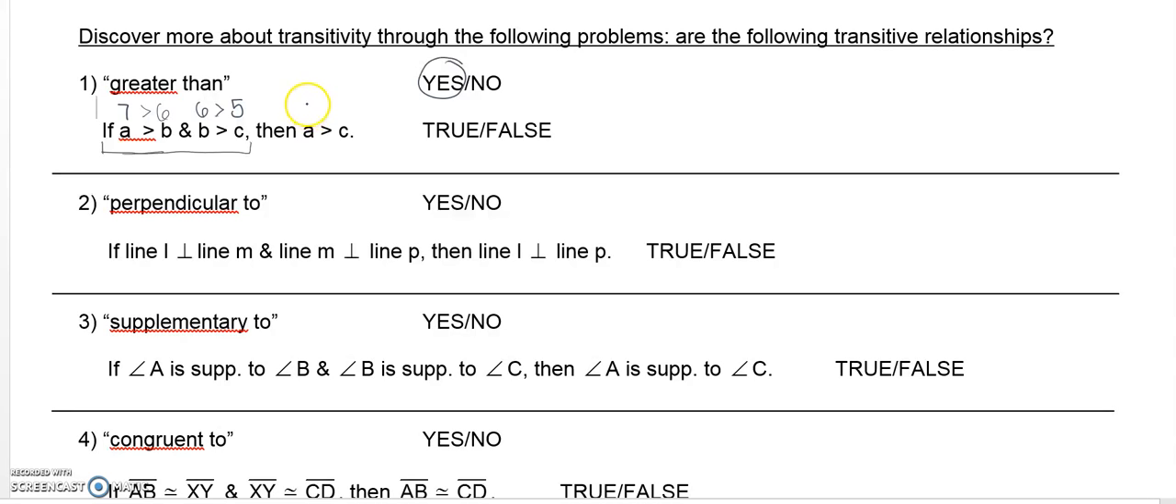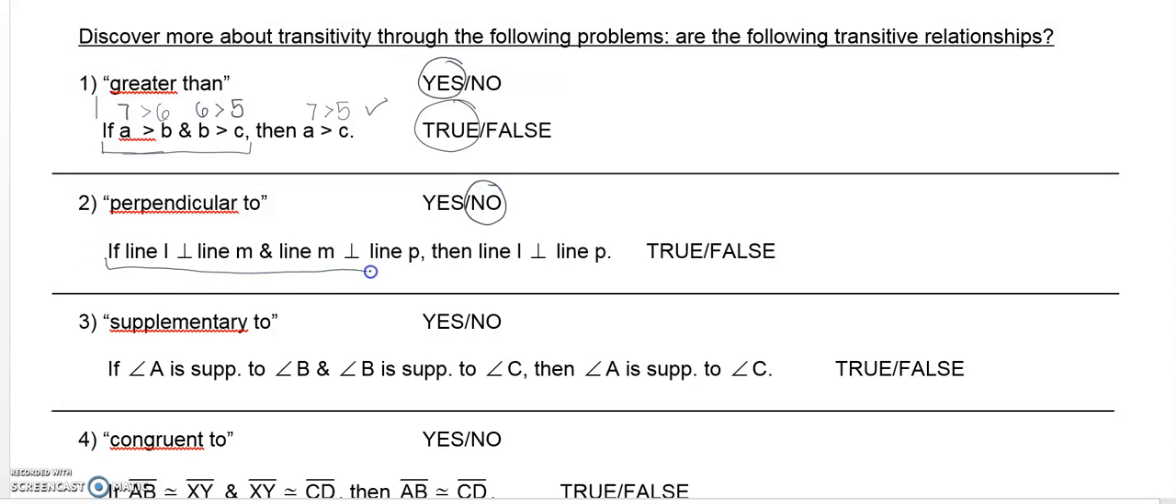Therefore, we can make that conclusion that 7 is greater than 5, right? If we're just applying that value, A is 7, C is 5. Okay, this, again, is true. So that's what makes a greater than relationship a transitive one. In terms of things that are not transitive, perpendicular to is not a transitive relationship.